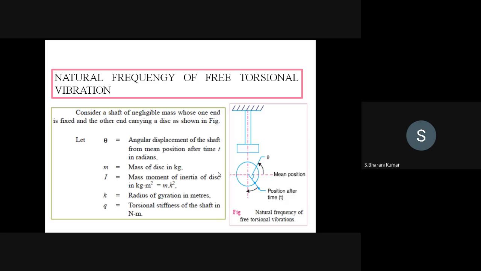There is no need of a diagram, but we already saw one diagram in the introduction. The same diagram will be used here, because one end is fixed and the other end carries a disc of some mass. For that problem, take this diagram in your mind. Make a note of this diagram.